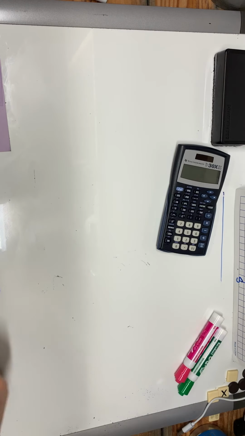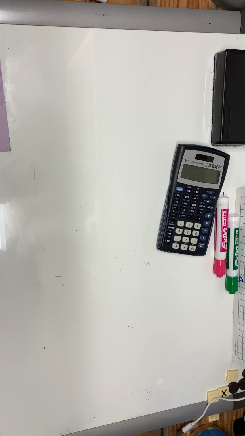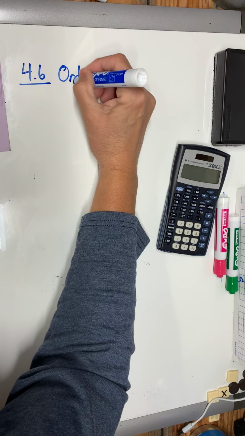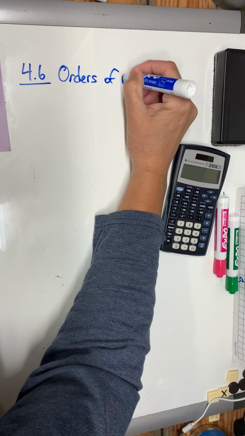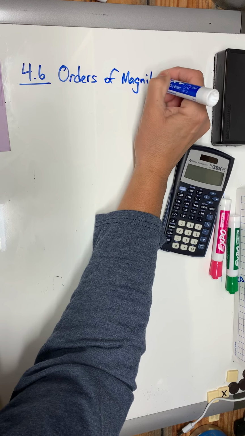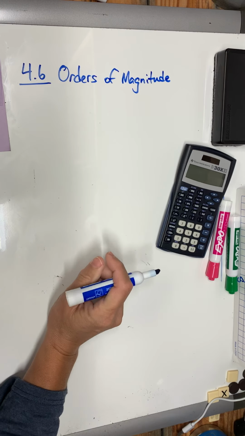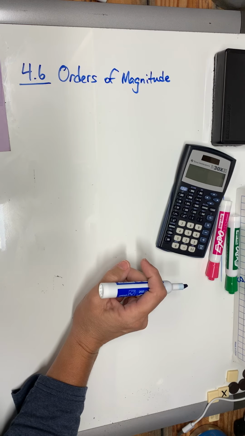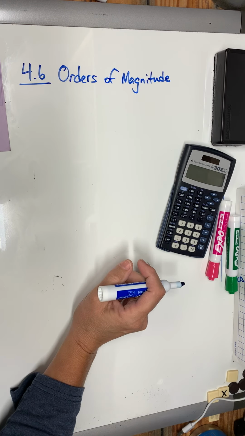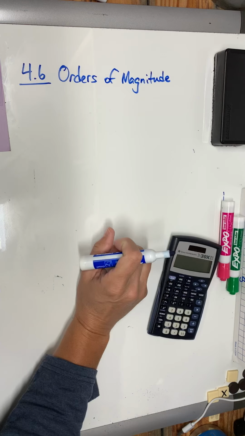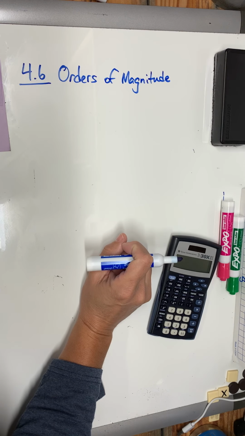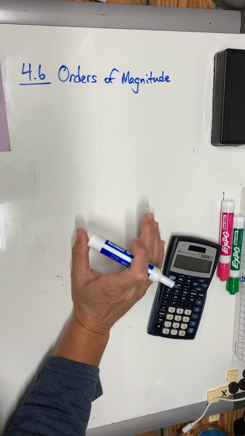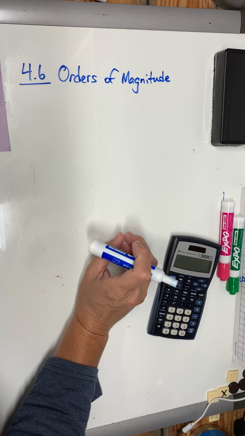Hi, let's talk about section 4.6, which is orders of magnitude. It's a way to compare sizes of things. So if I want to know if something is bigger than something else, I would say, well, how much bigger is it? And I can use these orders of magnitude in order to describe that. There are three different ways of talking about how much bigger or smaller something is than something else.